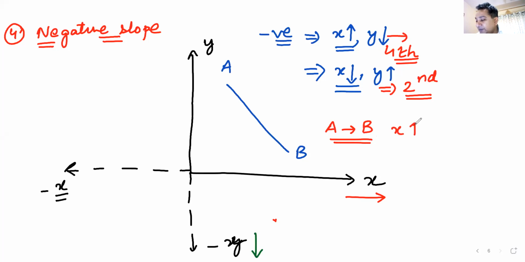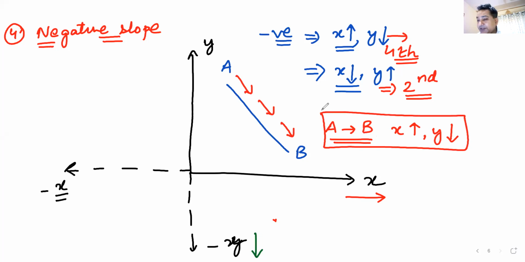Yes, Hannah, you are absolutely correct. X is increasing. When you are going from A to B, the X coordinate is increasing, but the Y coordinate is decreasing. X is increasing, Y is decreasing. Yes, Ajit, you are absolutely correct. X is increasing, Y is decreasing. This is a negative slope graph.